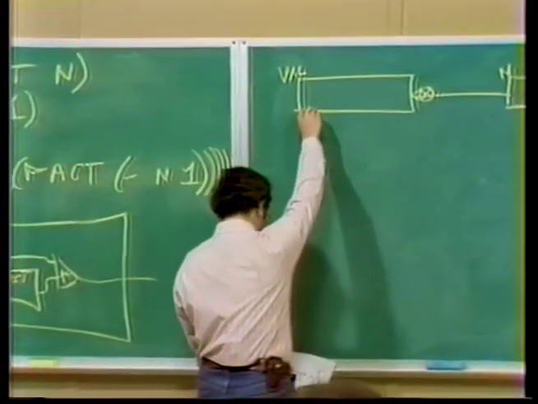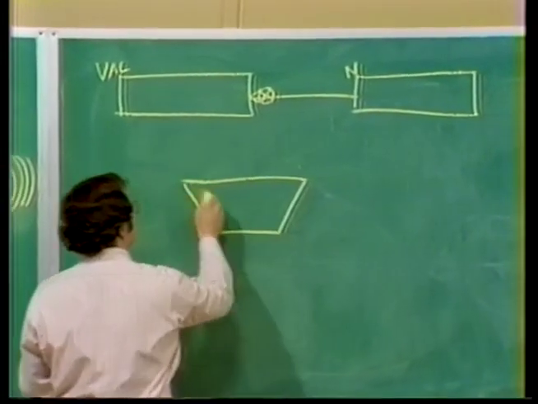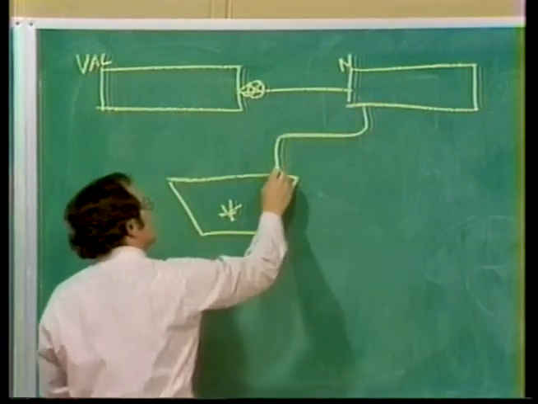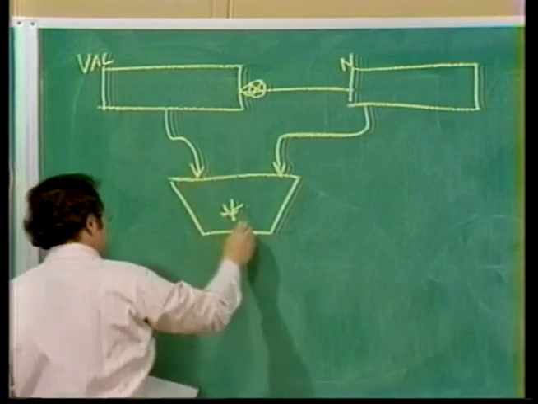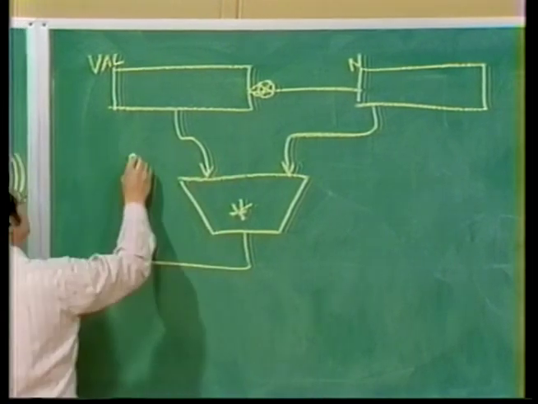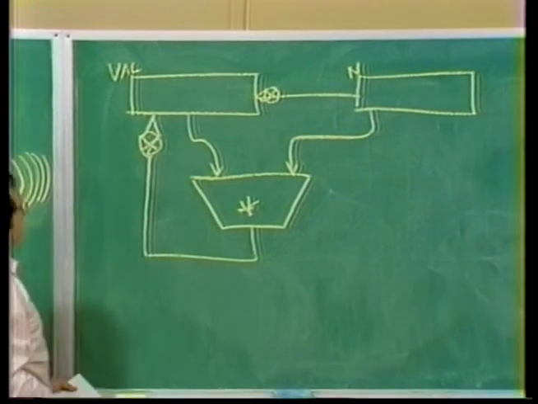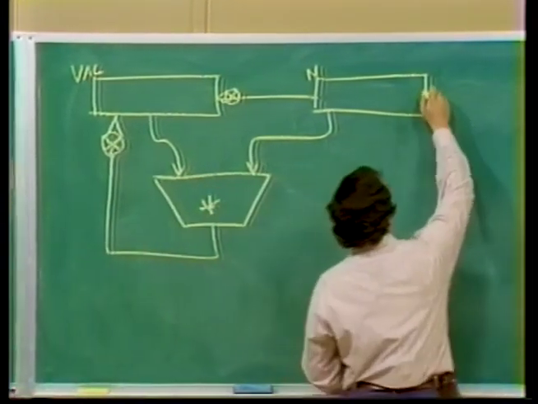And so I'm going to have a multiplier here, which is going to sample the value of n and the value of val, and put the result back into val, like that. I'm also going to have to be able to see if n is 1.